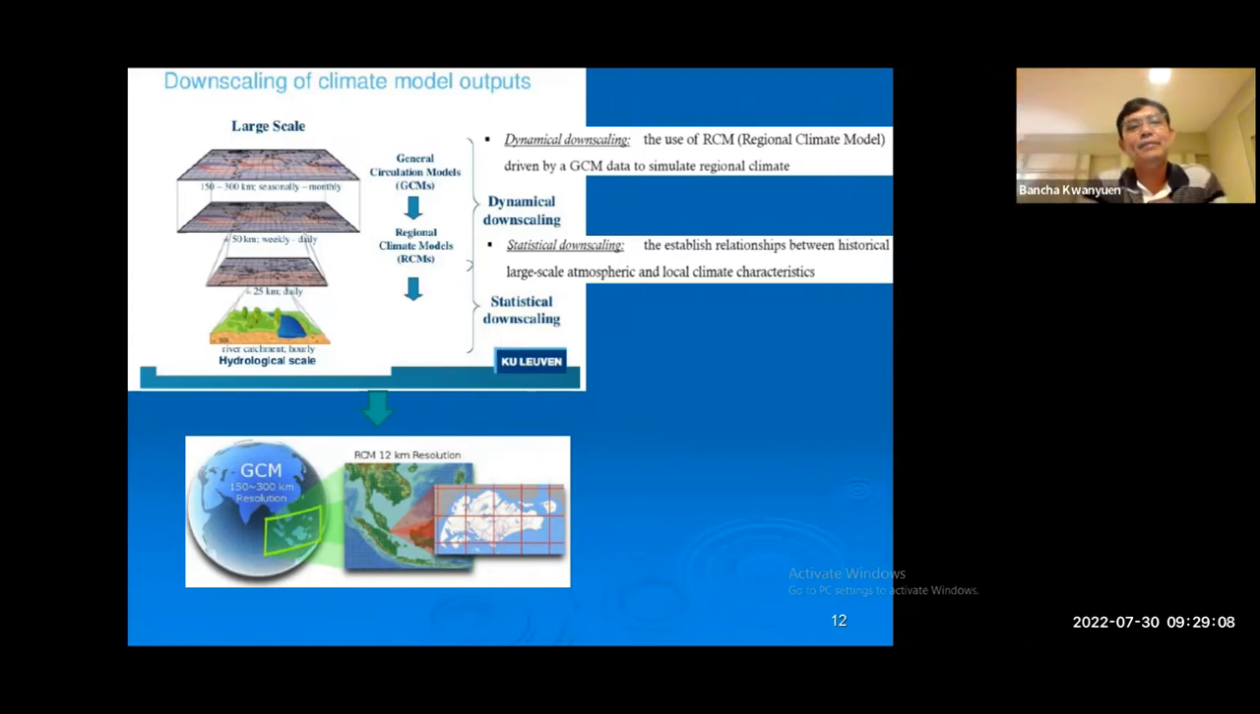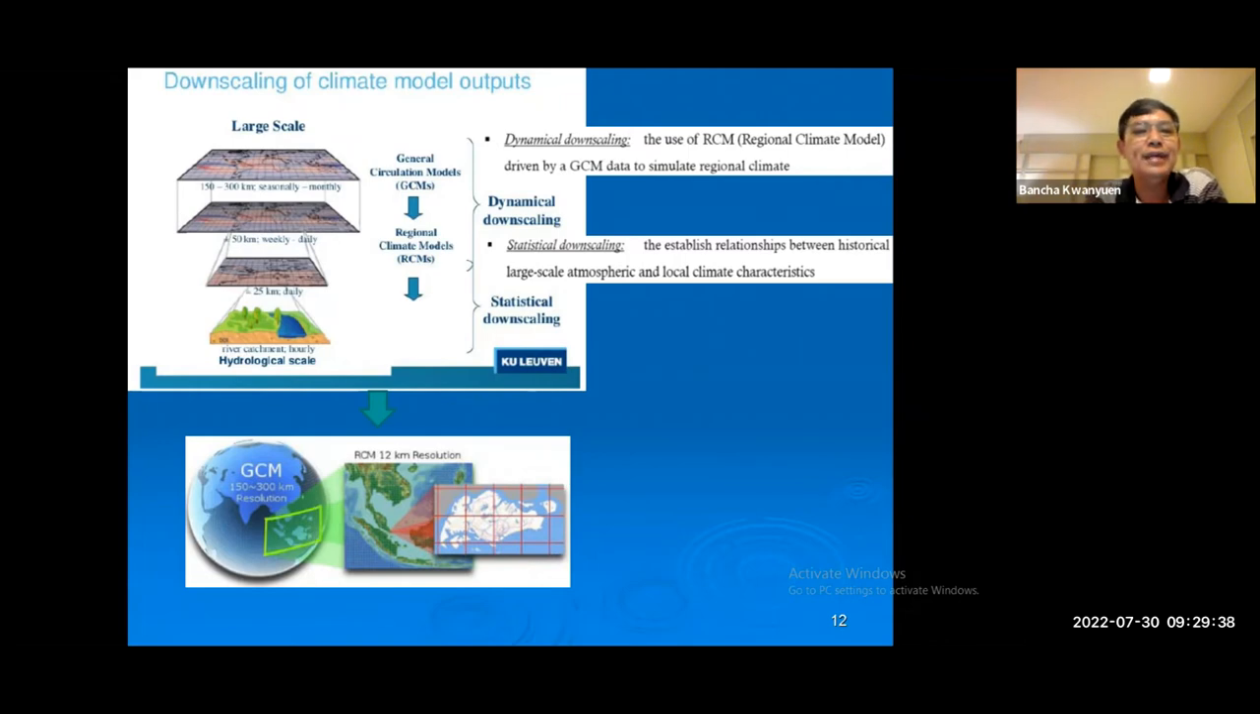So we have this downscaling technique. You can have dynamic downscaling and statistical downscaling. The statistical downscaling is more of a relation between the historic data and the local climate condition, and the dynamic is more of a use of a regional climate model to drive this GCM.